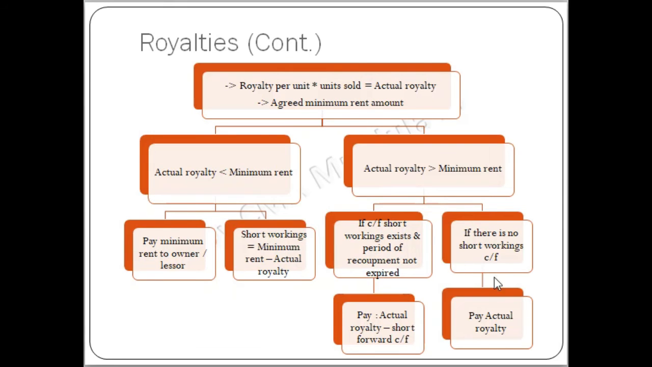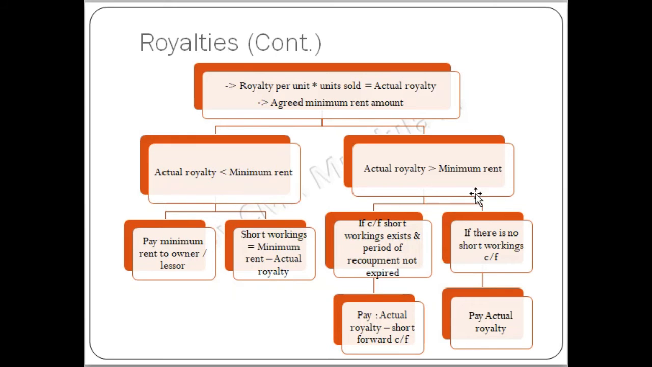Let us take this scenario where there is no short workings carry forward, because as of now we have not touched upon short workings. So if there is no short workings carry forward, pay the actual royalty. Now, if actual royalty is less than the minimum rent, the minimum rent amount is paid to the owner. Parallelly, short workings amount is calculated. That is, short workings is nothing but the minimum rent paid minus the actual royalty. So short workings means the amount paid higher than the actual royalty that is earned due to the sale.